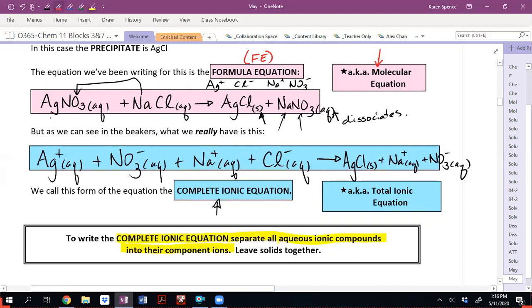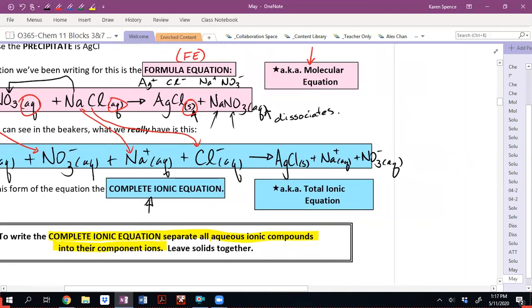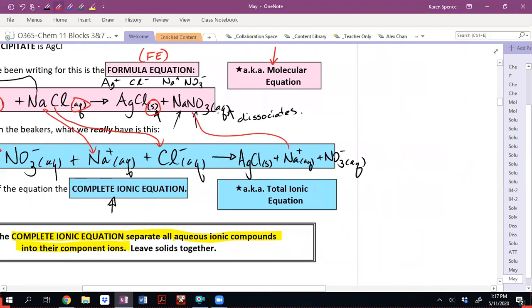So you can see silver nitrate was aqueous and it got split. Sodium chloride was aqueous and it got split. Silver chloride is a solid and it stays together, and NaNO3 again split apart.